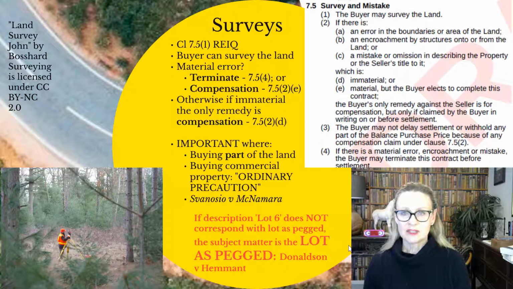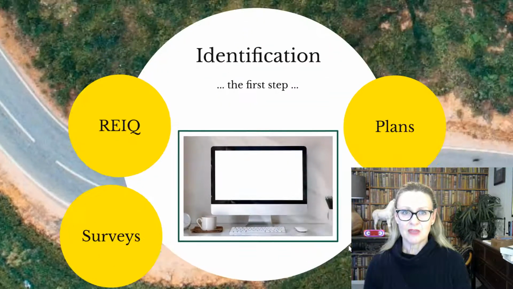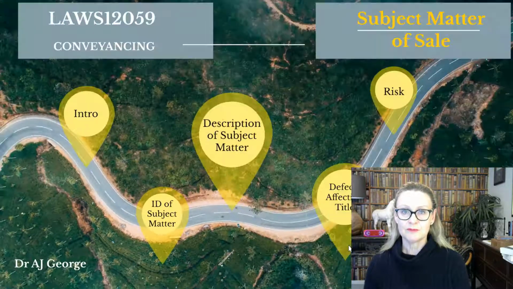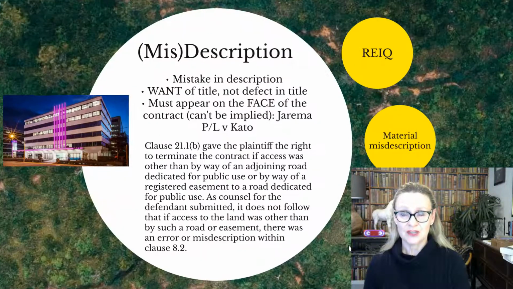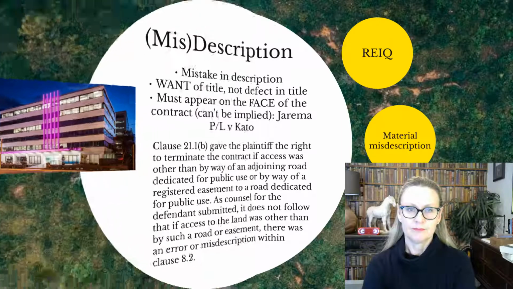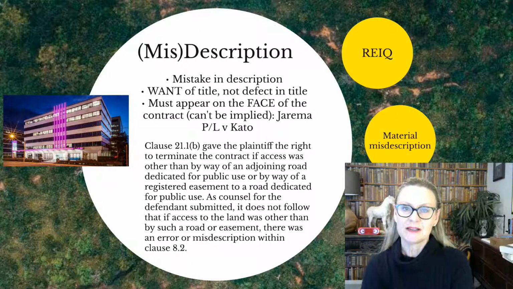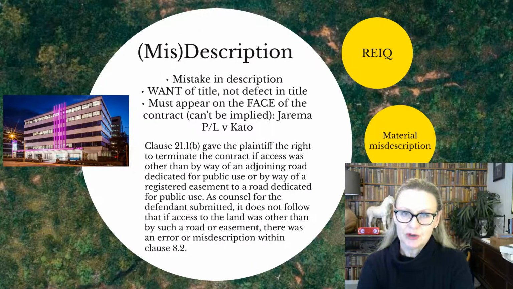So that is the issue of surveys, and that is the issue of identification. So now we can have a little look at description, or should I say misdescriptions in subject matter. Now, a misdescription is a want of title, not a defect in title. So that is the first important distinction to make.